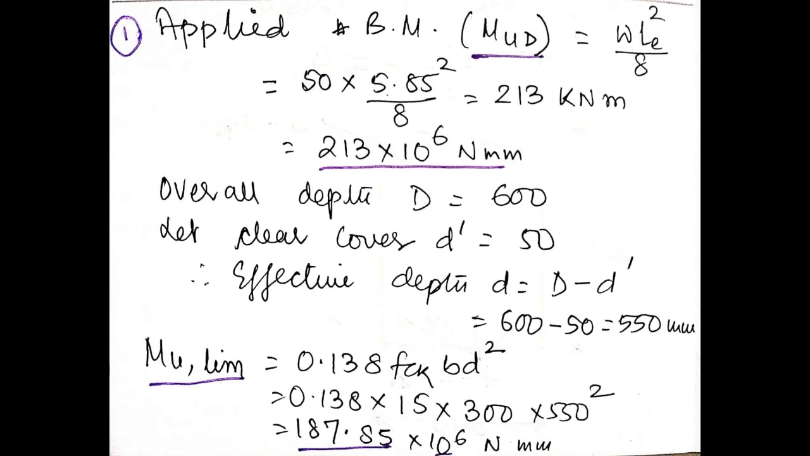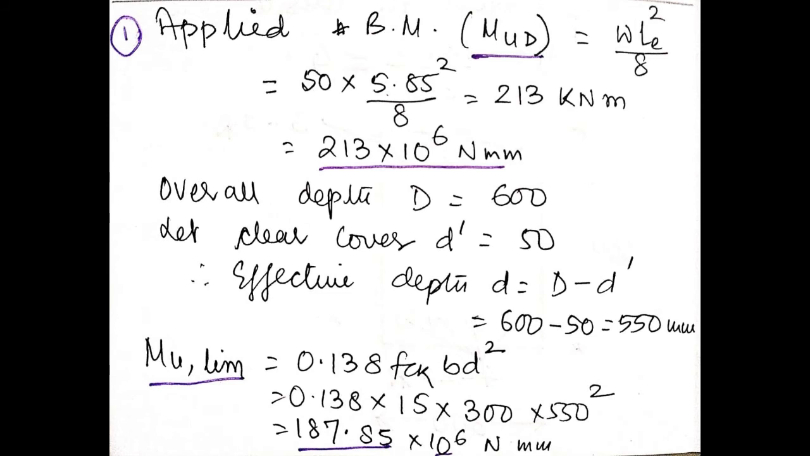Step number 1, first we find out the applied bending moment. Applied bending moment Mud will be wl square by 8. w is given as 50, effective span is given as 5.85. That gives us 213 kilonewton meter. We should convert it into Newton millimeter because all the strength values are given in Newton millimeter. Kilonewton to Newton is 10 cube, meter to millimeter is 10 cube, so 10 to the power 6. So 213 into 10 to the power 6 Newton millimeter.